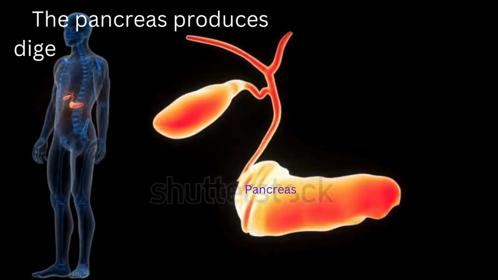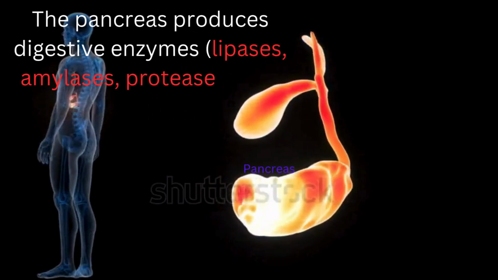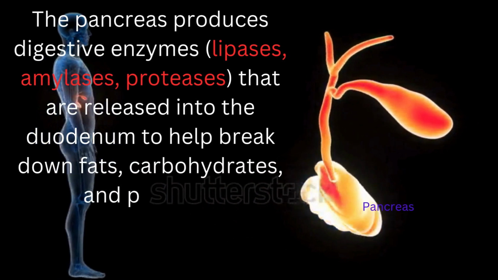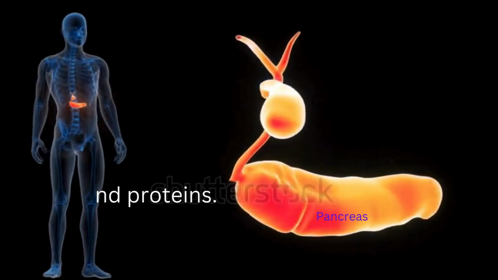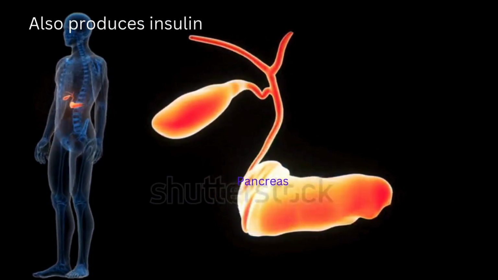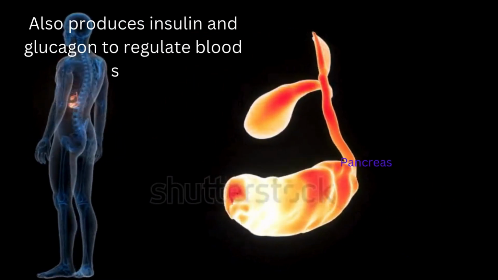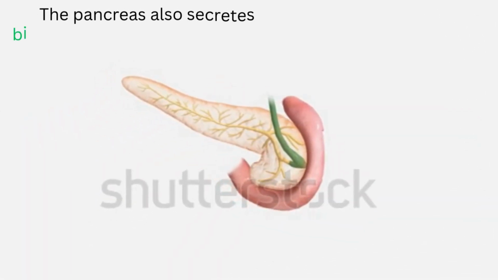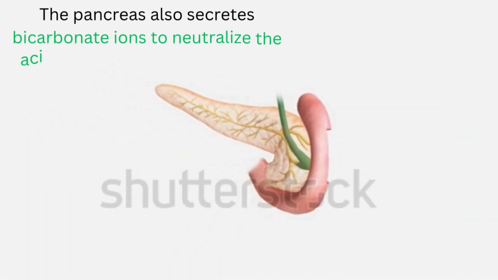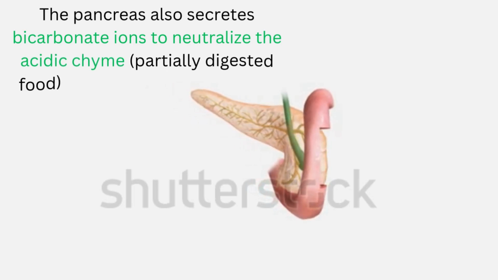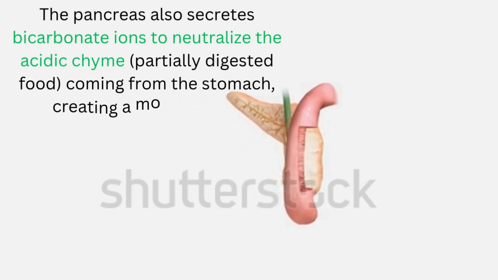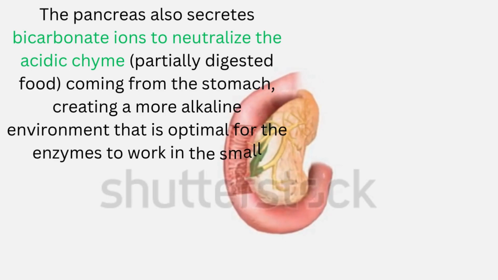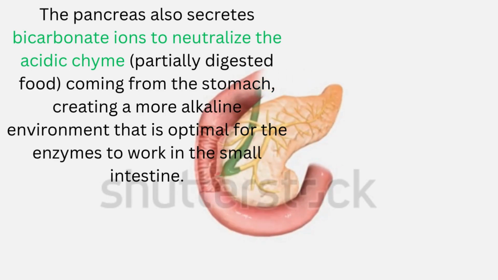The pancreas produces digestive enzymes, lipases, amylases, proteases, that are released into the duodenum to help break down fats, carbohydrates, and proteins. It also produces insulin and glucagon to regulate blood sugar. The pancreas also secretes bicarbonate ions to neutralize the acidic chyme in partially digested food coming from the stomach, creating a more alkaline environment that is optimal for the enzymes to work in the small intestine.